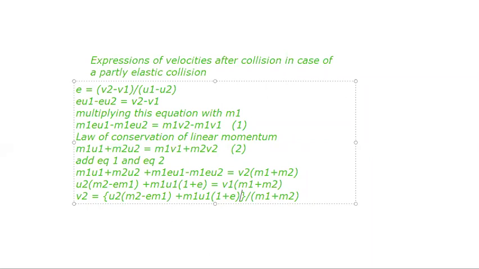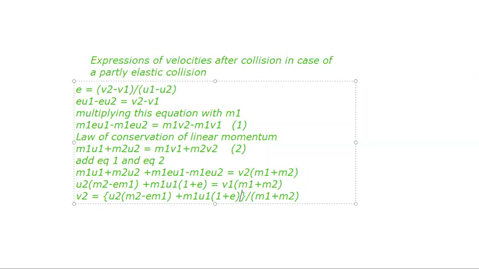A very easy way to remember this: suppose this is your equation for v2. If you want to find v1, then replace all the 2's with 1 and all the 1's with 2. So for example, v1 will be u1 (M1 minus e M2) plus (1 plus e) M2 u2, divided by M1 plus M2. Understood? Very easy to remember.